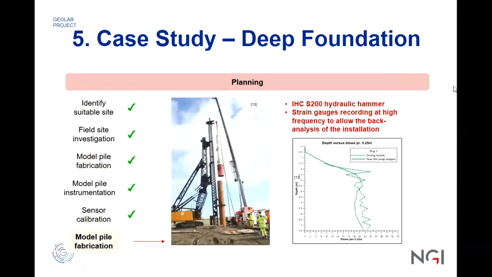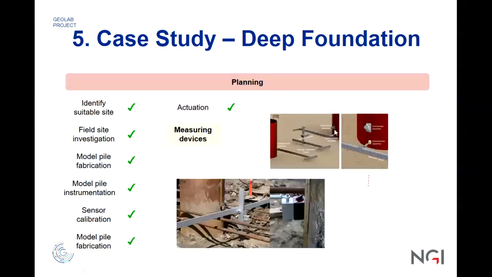The fabrication we show in the figures. The installation is done by hydraulic hammer. Strain gauges record at high frequency to allow the back analysis of the installation. And then the actuation mechanism is shown in the figure here, which includes a displacement laser, inclinometer, and displacement extensometer.